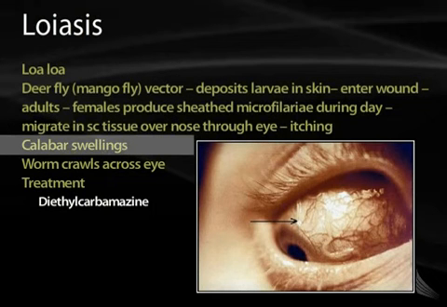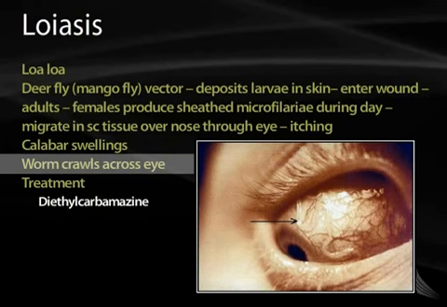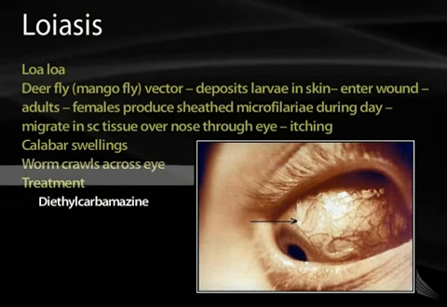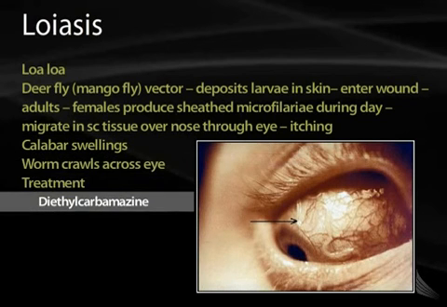You've got Calabar swellings, which is a key catchword to get. You've got itching, and the worm crawls across the eye. It's hard to miss with Loa loa. The treatment is diethylcarbamazine.